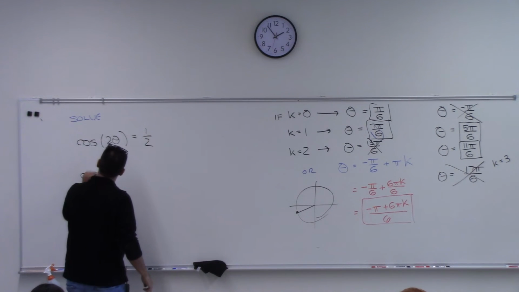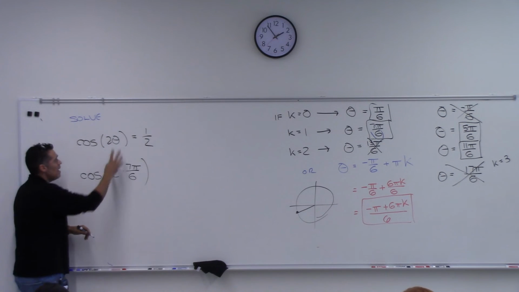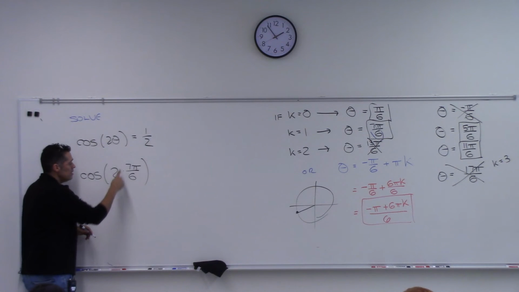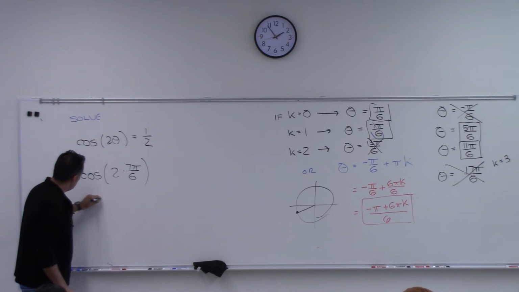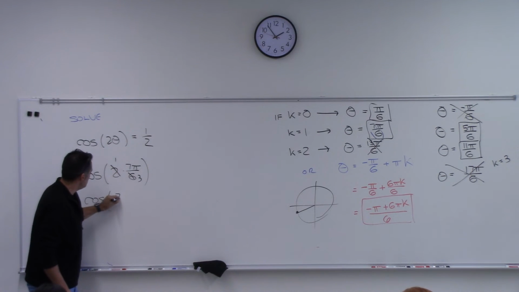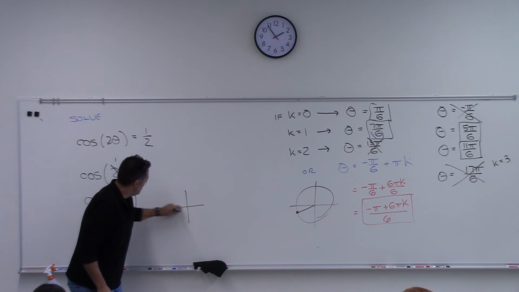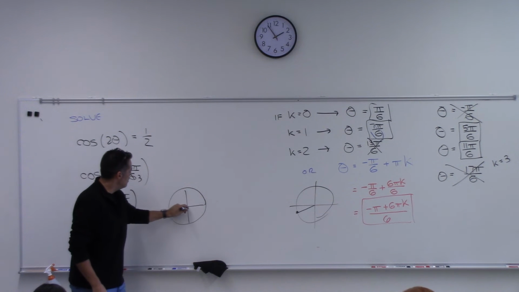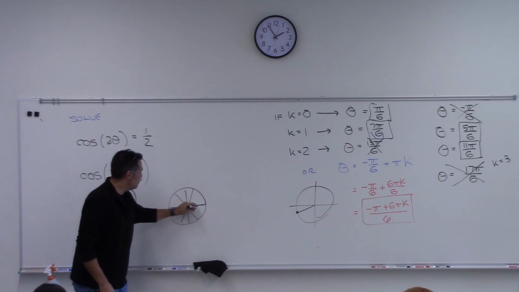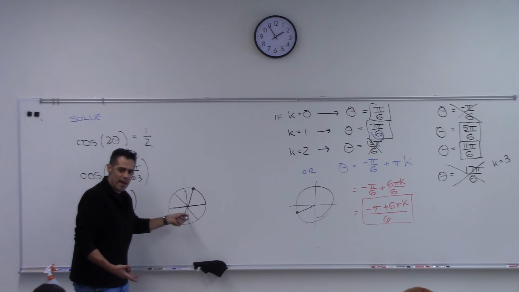So what would happen if we did cosine of 2 times 7 pi over 6? This right here is 7 pi over 6, so I still need to double it. This 2 cancels 1, we get 3 here. This is really 7 pi over 3, right? What's cosine of 7 pi over 3? Well, let's count by pi over 3s. 1 pi over 3, 2 pi over 3, 3 pi over 3, 4 pi over 3, 5 pi over 3, 6 pi over 3, 7 pi over 3. We're right here. What's the x-coordinate there? 1/2.